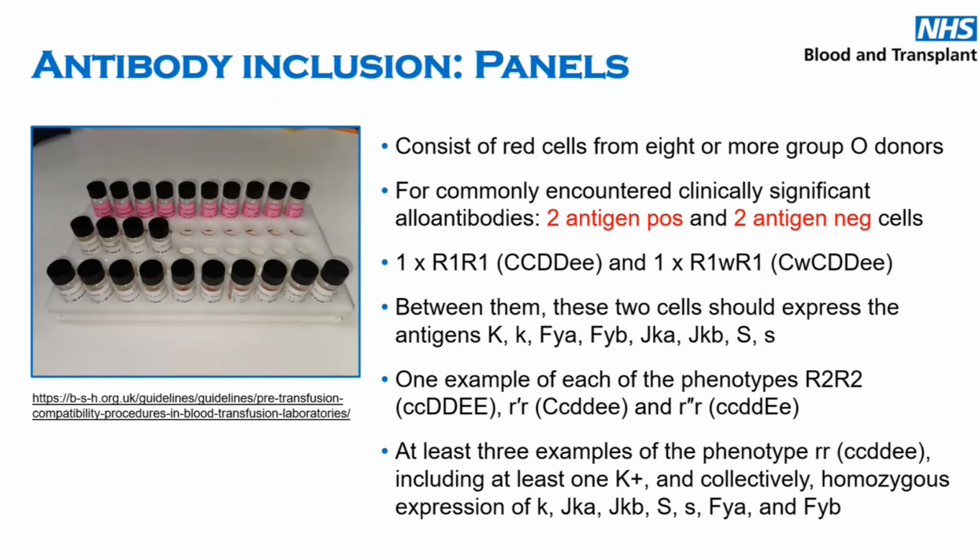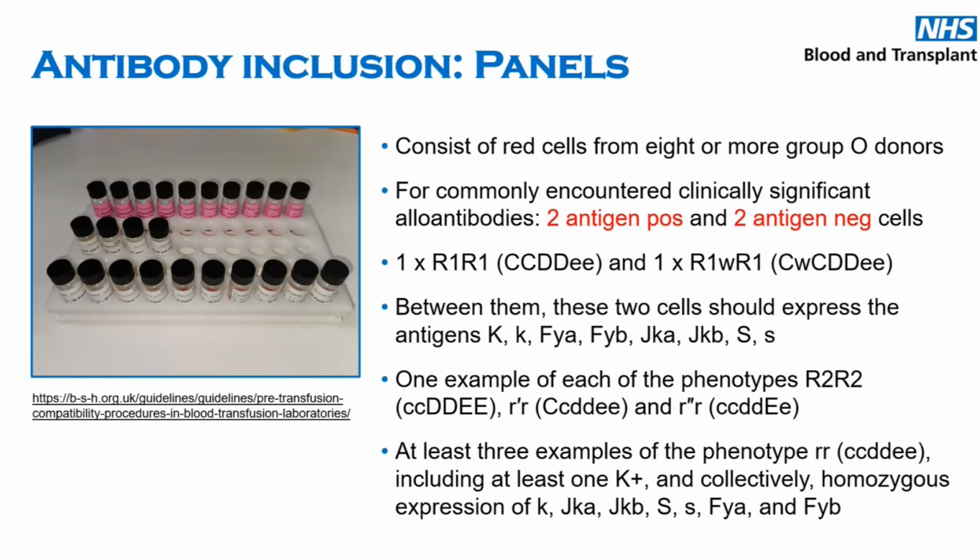So you've got to have an R1R1. You've also got to have an R1wR1, which is a Cw positive cell. Between these 2, they've got to express big K, little k, Duffy A, Duffy B, JKa, JKb, big S and little s between these R1R1 and R1wR1. And you've also got to have 1 example of an R2R2 cell. You've also got to have an R'r, which is D negative but big C positive, and then an R'' r'' double dash, which is big E positive, D negative, so on and so forth.